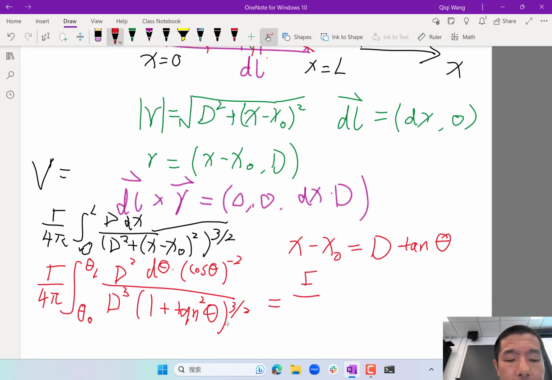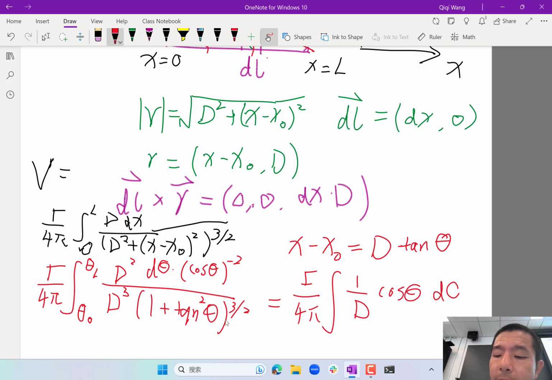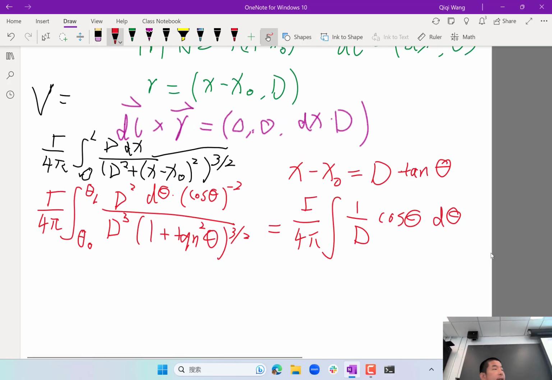So gamma over 4 pi integral, the same ends I'm going to skip over. So 1 over d, right, that cancels out. And we get a cosine theta d theta. So everything becomes a lot simpler. Any questions in this simplification? So there is a cancellation of d squared with d cubed. There is another cancellation of cosine theta squared with cosine theta cubed. All right. Okay. So this actually is easy.